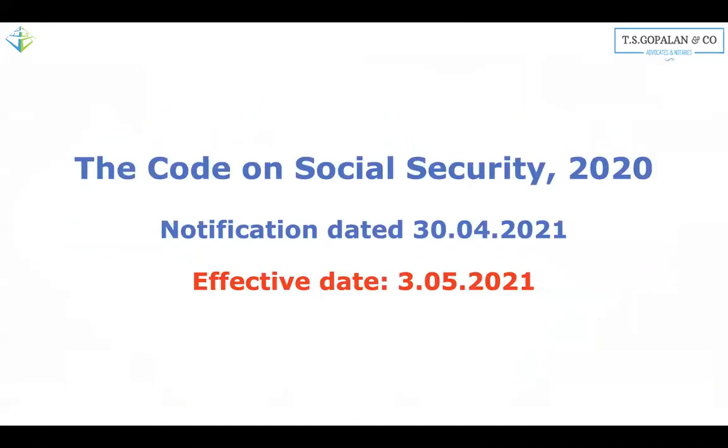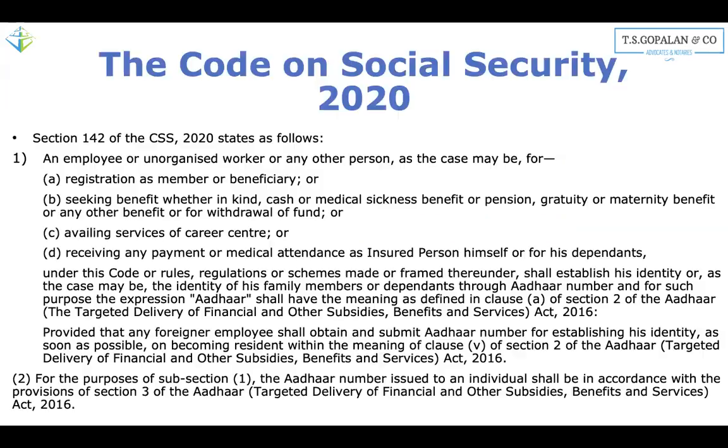We start this month with a notification that has been issued on the Code on Social Security 2020. In terms of this notification, which is dated 30th of April, and comes into force from 3rd of May 2021, Section 142 of the Code on Social Security has been notified. What is the impact of this notification?